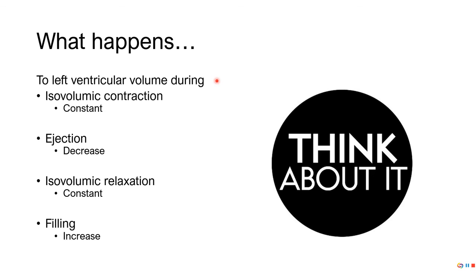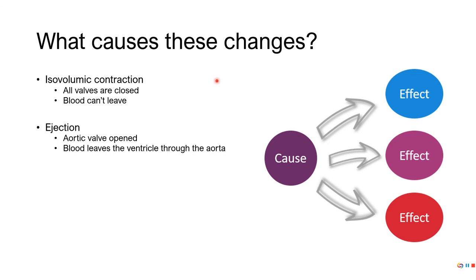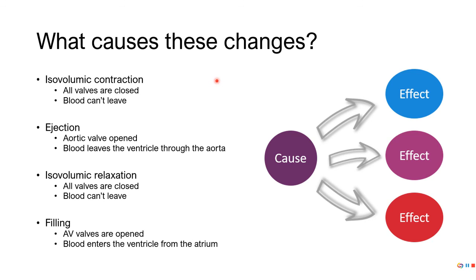Physiology, cause and effect. Okay, isovolumic contraction. All valves are closed so the blood can't leave. Ejection, we open the aortic valve, and so blood is able to leave the ventricle and go into the aorta. Isovolumic relaxation is the same as isovolumic contraction. Valves are closed, blood can't leave because we're trying to reduce pressure so that the AV valves, the left AV valve and the right AV valve, open. And then filling, we open those AV valves, blood comes from the atrium into the ventricle.